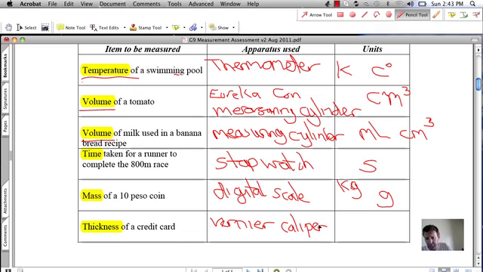A vernier caliper. Okay, what would the unit for a vernier caliper be? Well, the SI unit for any distance is metres, so you could put that, but actually you could put cm or mm, because they're a bit more sensible for something this small.